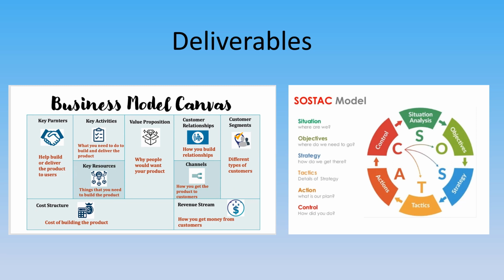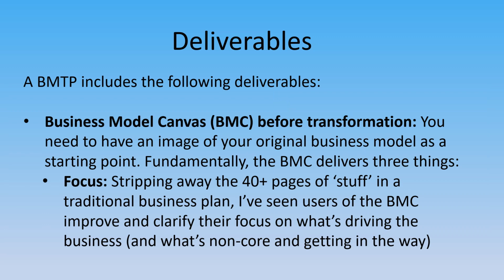Deliverables. First, we have the business model canvas, and second, the SOSTAC transformation model. Deliverables. A business model transformation plan includes the following deliverables. First, business model canvas or BMC before transformation. You need to have an image of your original business model as a starting point.